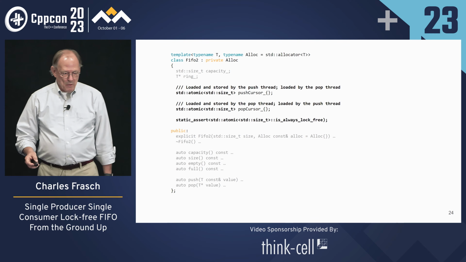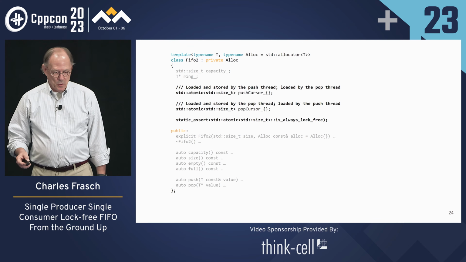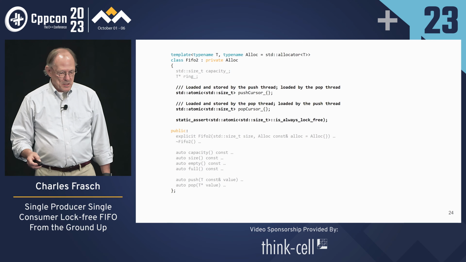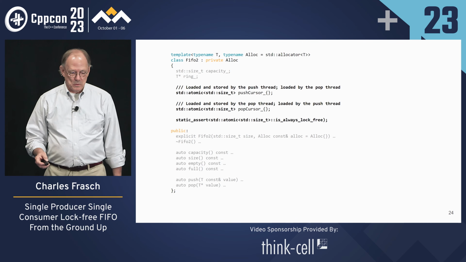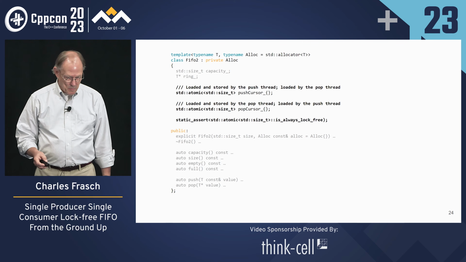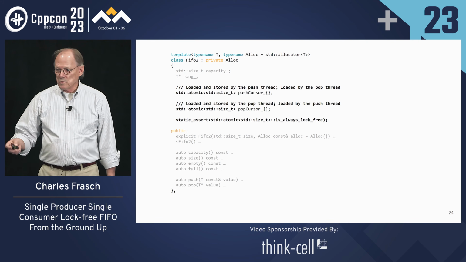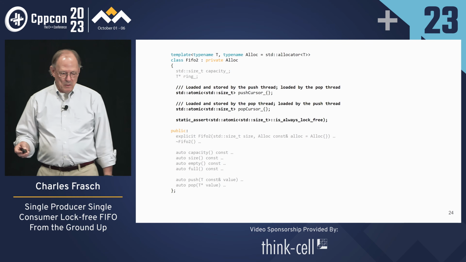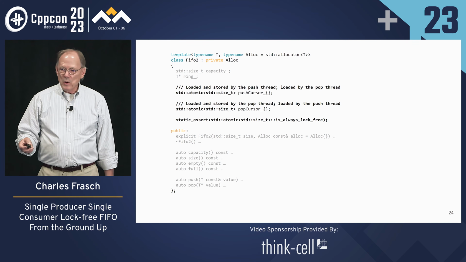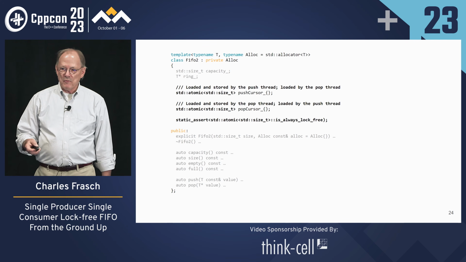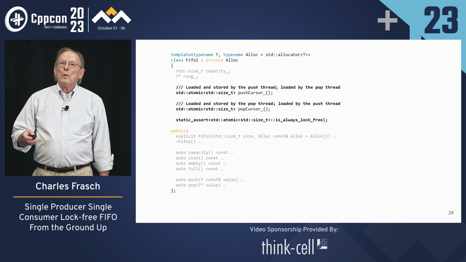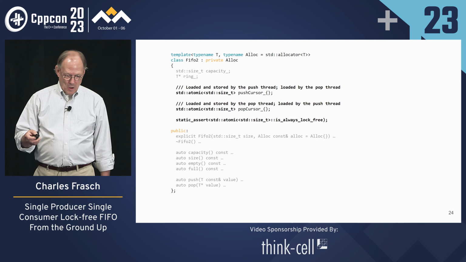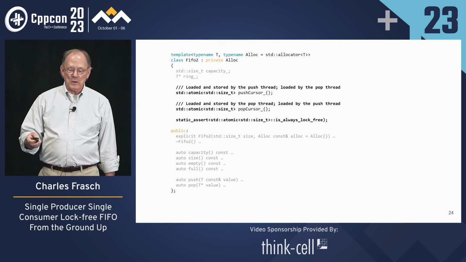And so we modify FIFO 1 and it becomes FIFO 2 by changing the type of the push cursor and the pop cursor. So std::atomic is the library facility that's available, and it performs that function. One of the other things we can do is add a static assertion that'll trigger if our atomic variables are not always lock-free.